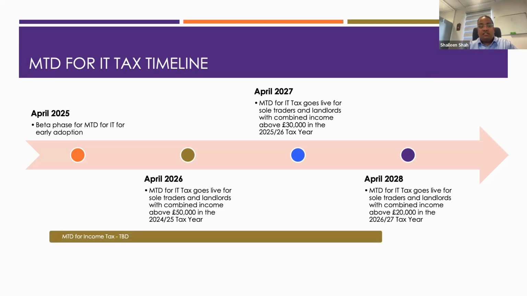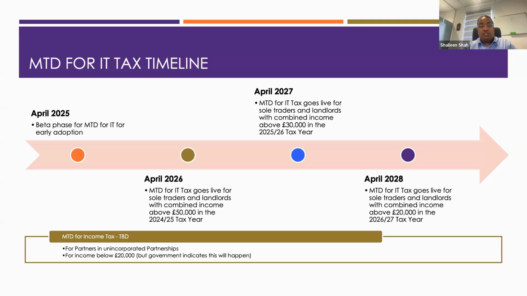MTD for income tax for partners in an unincorporated partnership. Partnerships have not yet been affected. There have been conversations with HMRC about bringing this in. We don't know when this will happen, but it is on the agenda for the government. And if the income is below 20,000, the government has indicated that you will be required to report on a quarterly basis, but at the moment that date has not been confirmed.